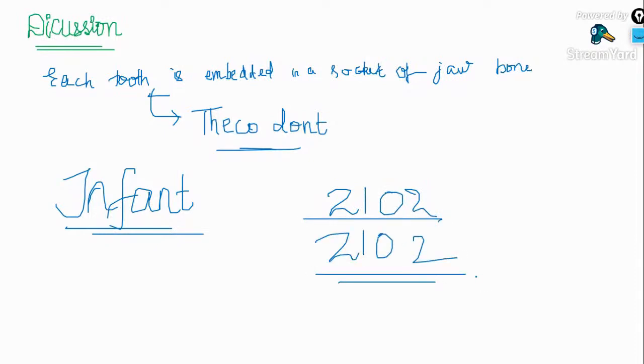Tell me, guys, which is the teeth that is absent in a school-going child or a small child? Which is actually the teeth that is absent in this infant? Tell me fast. Yes, it is the premolars. Very good.